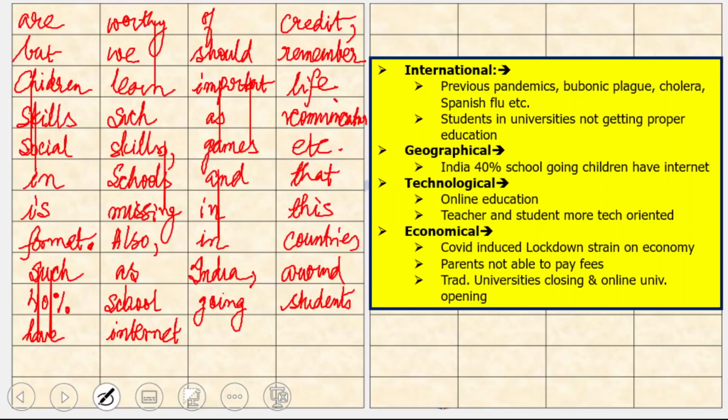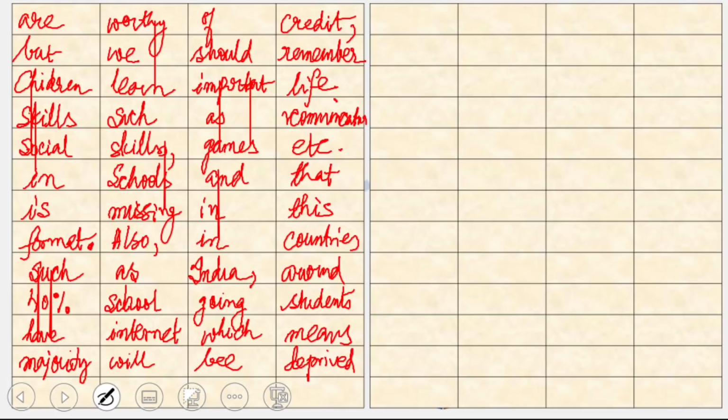You can write any one of them, which means majority will be deprived of the benefit of basic education. If online education becomes the norm, then majority would lose the benefit of basic education. So this was all related to school.